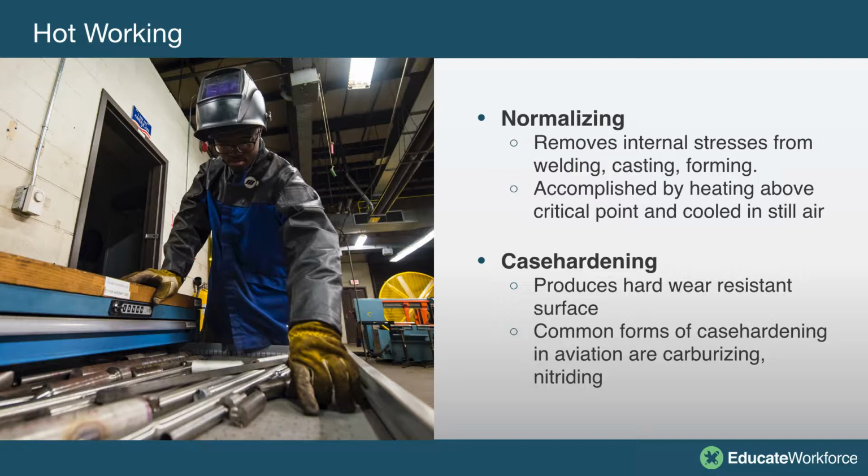Case hardening produces a hard, wear-resistant surface. Common forms of case hardening in aviation are going to be carburizing and nitriding. Again, as we discussed earlier, we're going to use these for things that are really common, like crankshaft journals, cylinder walls, things of this nature, where you want the surface to be hard, but you don't want to alter the shape or the size, because size is critical in some of these things.